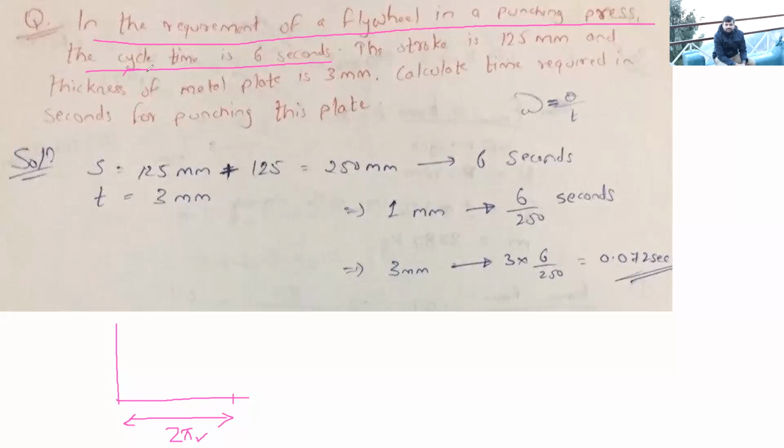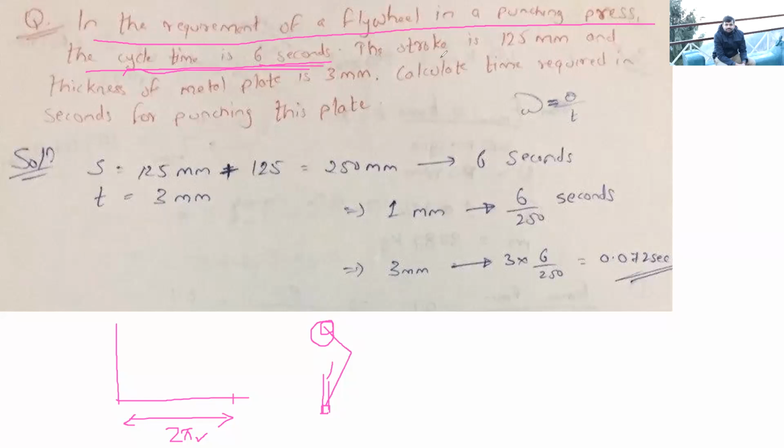So it is pretty much straightforward. The cycle time is given to us as 6 seconds. In this cycle time, the crank will do its complete cycle. This was the crank, this was the connecting rod, and here the punch will come, and this is fixed. Once the crank rotates its entire revolution, there will be a forward stroke and a return stroke, and both happen in these 6 seconds only.